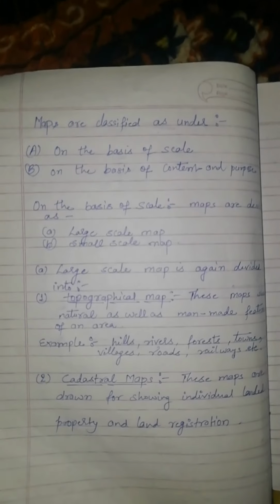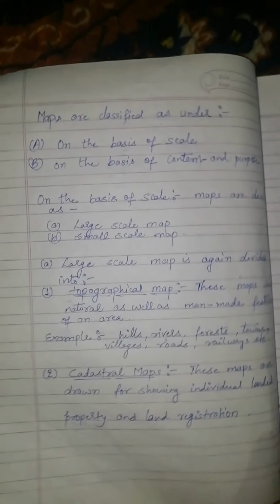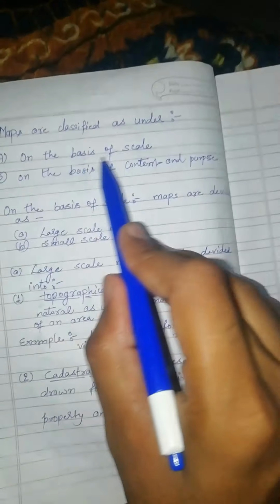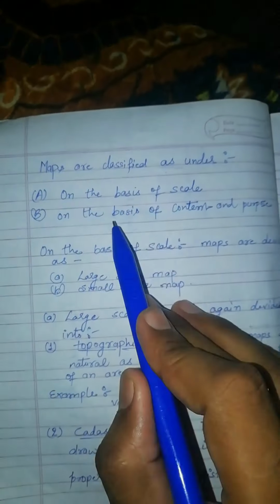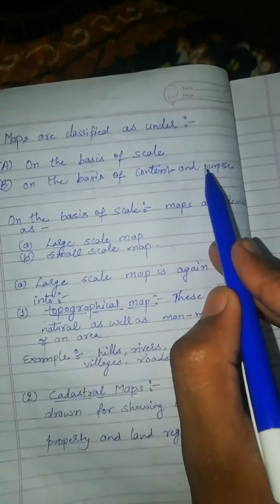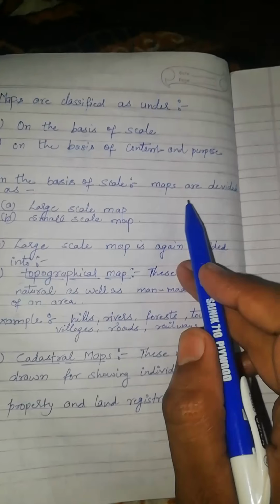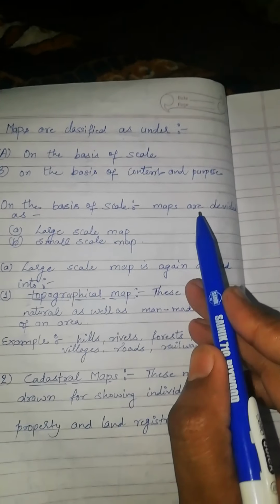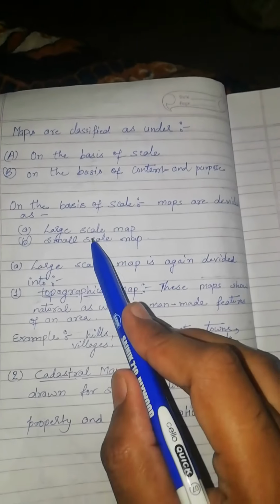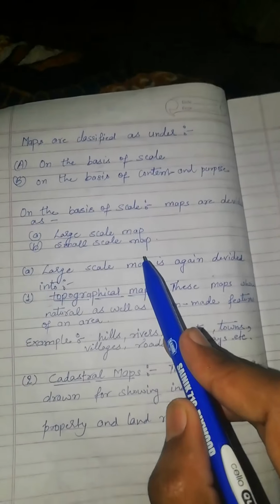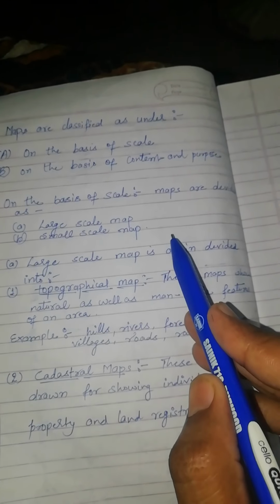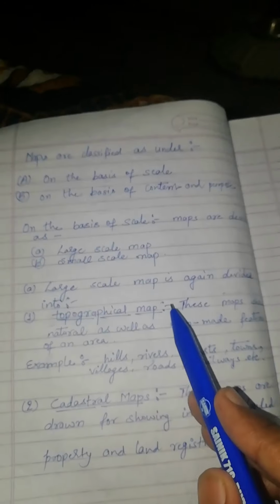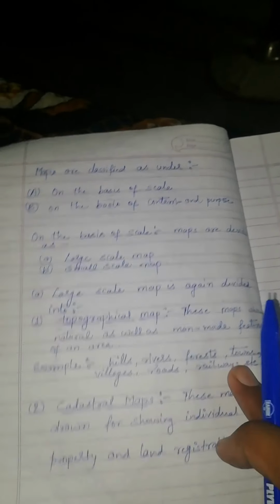types of maps. As we have learned, it is divided under two parts: on the basis of scale and second on the basis of content and purpose. On the basis of scale, maps are divided as the large scale map and the second is small scale map. Large scale map is again divided into, first is what?